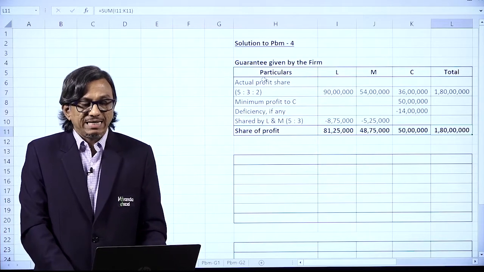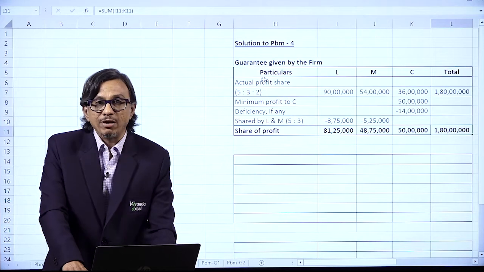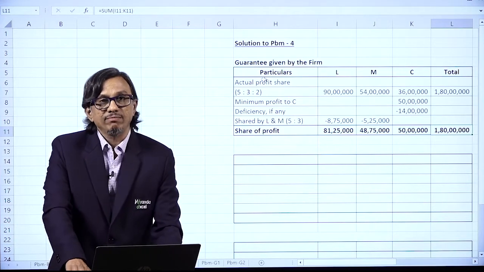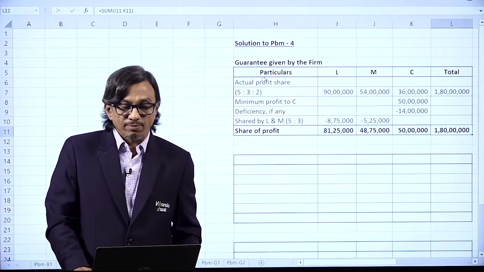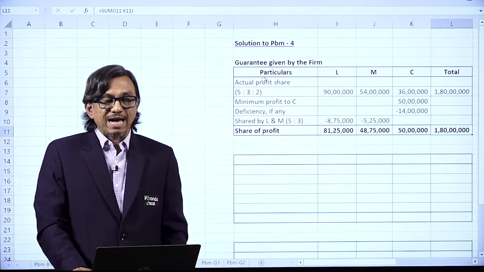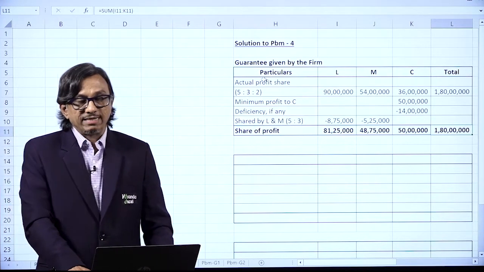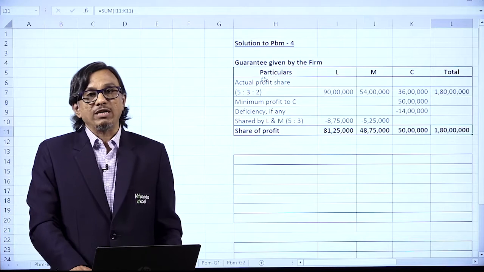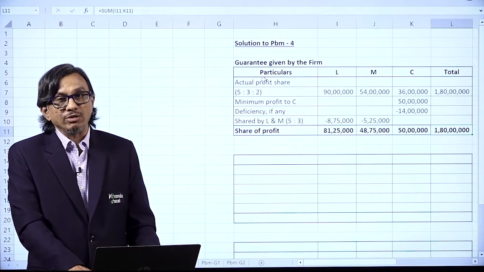So if the guarantee is given by the firm, all the remaining partners will share the deficiency in their mutual profit sharing ratio, which is 5:3 in this problem. 36 lakh is the actual profit share, but C is guaranteed minimum 50 lakhs, resulting in a deficiency of 14 lakhs, which will be borne by the other partners in the ratio of 5:3.